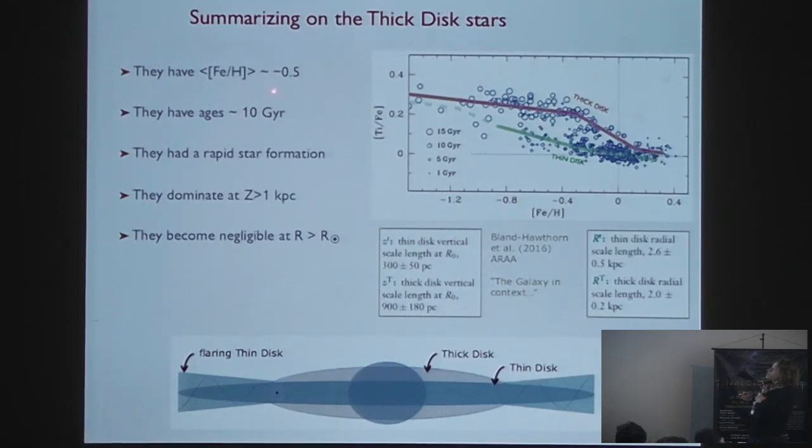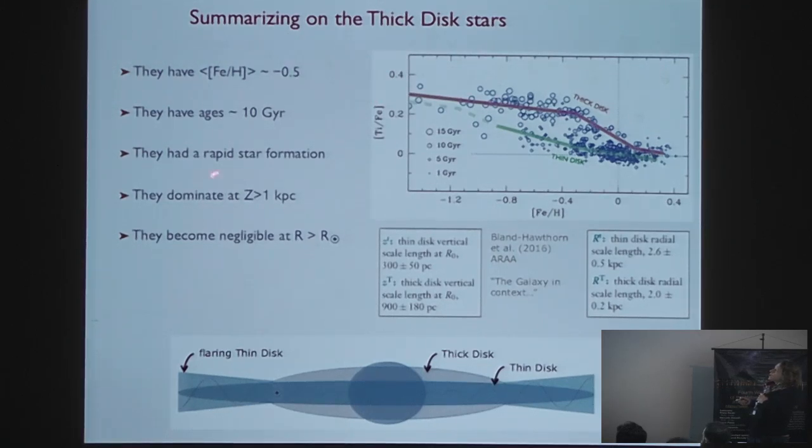Stars in the thick disk have a mean iron of minus 0.5. I didn't mention it explicitly, but we have the iron distribution here. It's a question of seeing where the stars are in iron. More or less, they concentrate on this point with some distribution. They have ages around 10 gigayear. They have a rapid star formation because their alpha over iron is on average very high.